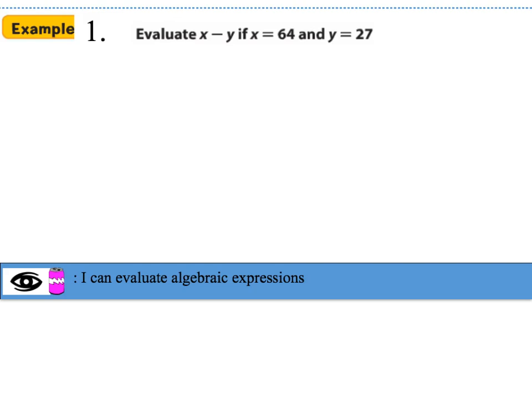Example 1 asks us to evaluate x minus y if x equals 64 and y equals 27. So the first thing we want to do is substitute the numbers that we have representing the variables. So for example, x we know is equal to 64. So in my expression, I'm going to substitute 64 wherever I see x. So 64 takes the place of x. Then I'm going to drop down my subtraction sign. And I know that my problem says y equals 27. So I'm going to substitute 27 in for y in my expression.